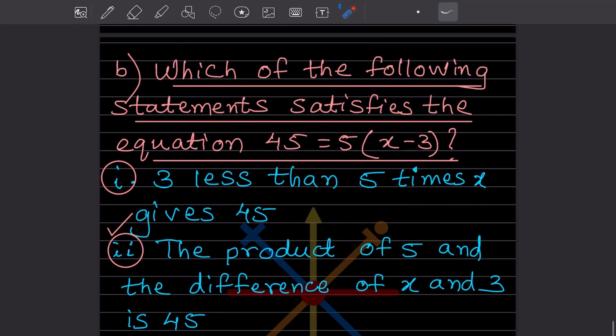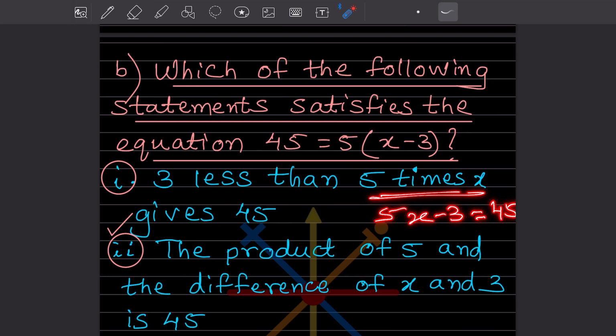Now look at the second one. It says which of the following statements satisfies the equation 45 is 5 into x minus 3. This is actually a multiplication sign over here, which we cannot see. So now 45 is equal to 5 times x minus 3. We have to expand this one. So let us see which equation. 3 less than 5 times x gives 45. So 5 times x means 5x, and 3 less means minus 3, gives 45, means is equal to 45.